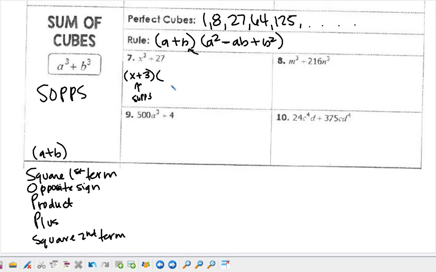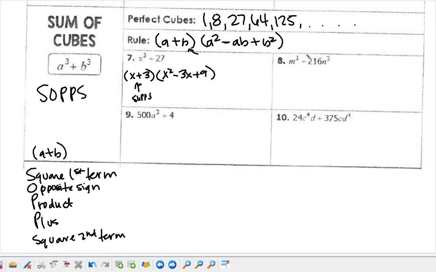Okay, so SOPS, square the first term, so x squared, opposite sign, so this is a plus, so I'm going to put a negative. The product of these two things, so 3 times x is 3x, always plus the square of the last term, which is 9. Now, if this factors, you would continue to factor. But I will tell you, 9 out of 10 times, this trinomial does not factor. Now, notice that I didn't say it never factors, because it can factor. But 9 out of 10 times, this trinomial will not factor.